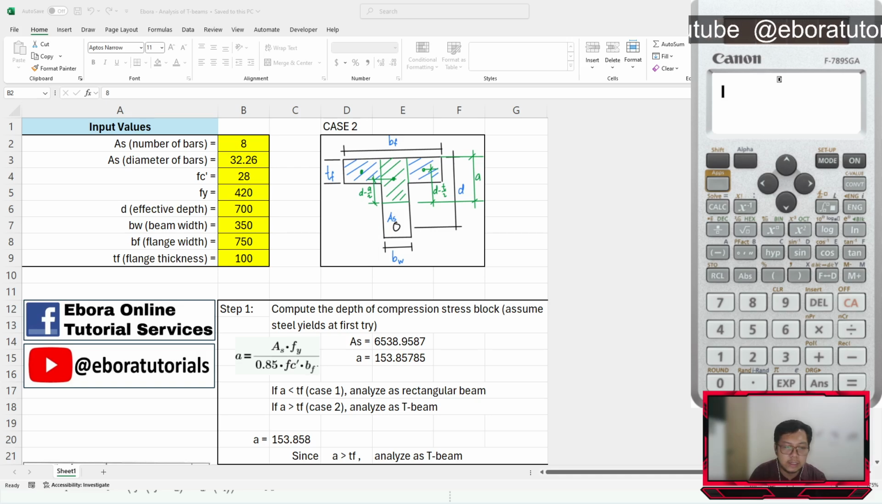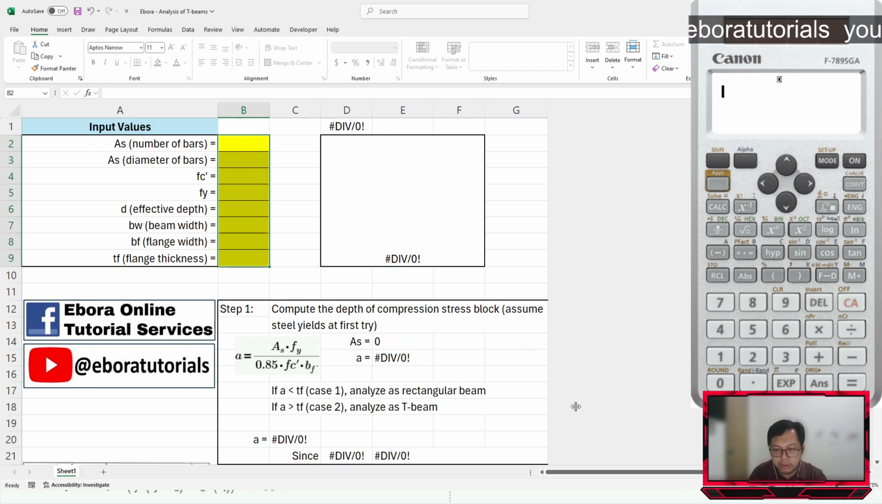Basically, you will just input the necessary input variables here. By the way, this is only true for analysis. I haven't made an Excel file for design yet, but when I have free time, I'll create that one so you can check if your answers are correct. So, let's try to answer this one using the Excel file now.